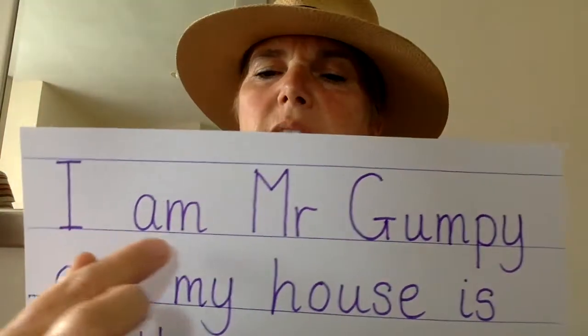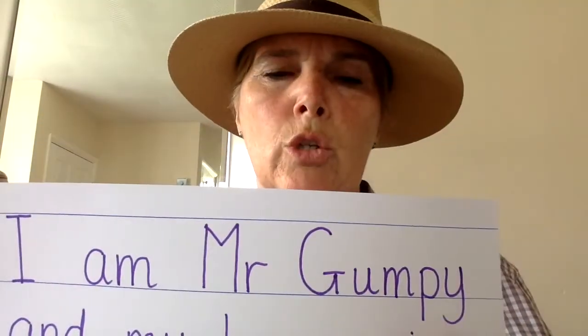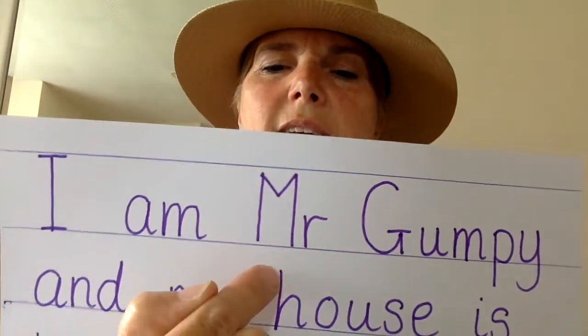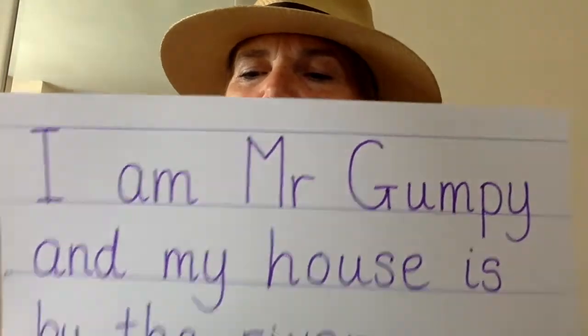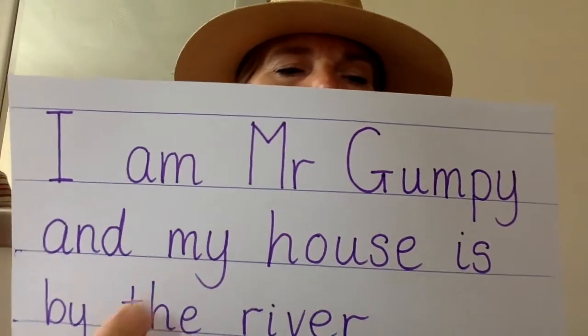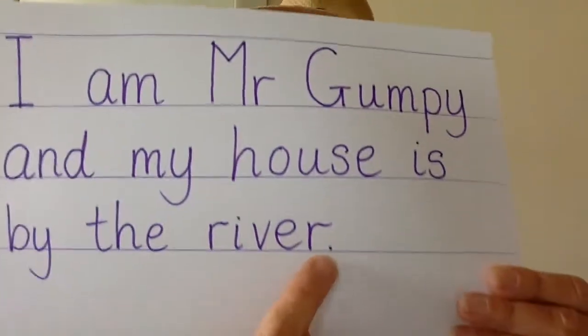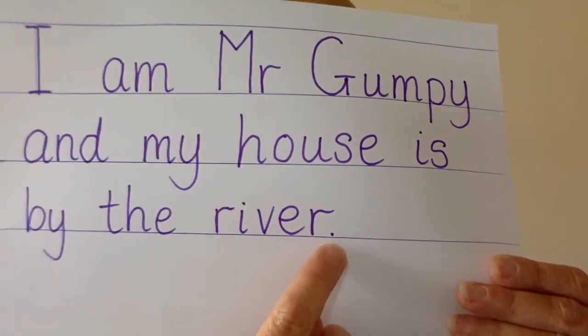Don't forget about setting your letters correctly on the line using your descenders and your ascenders and making sure you're spelling your tricky words right by now. You should be learning lots of those. Don't forget, when you finish your sentence, you need a full stop.